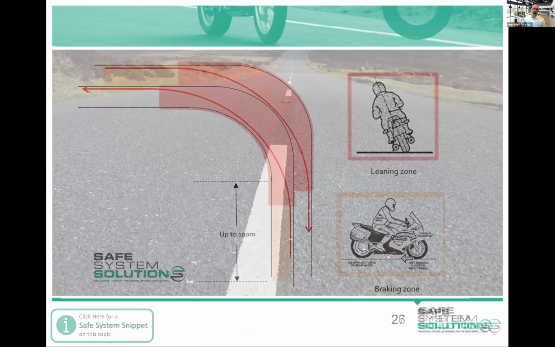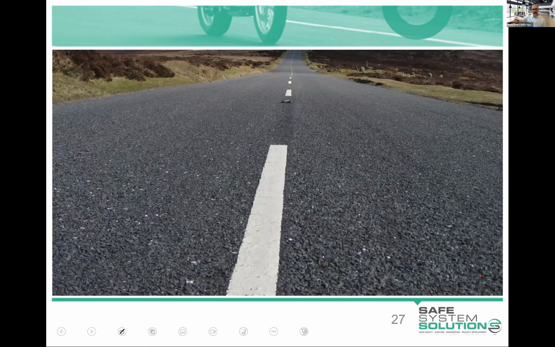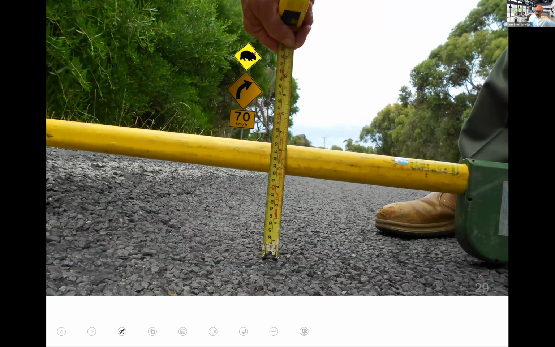So we want that nice continuous surface, good skid resistance like this. Unfortunately, our road network is sort of littered with things like depressions. That's where, it may not be a pothole, but it destabilizes the rider.